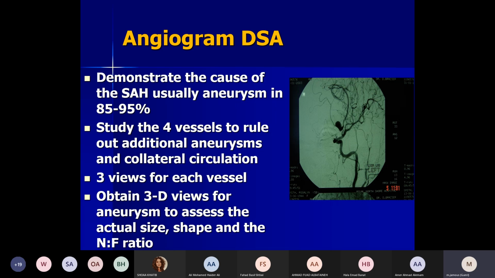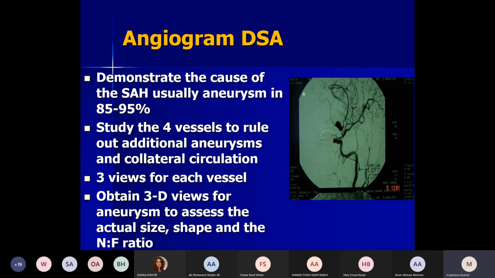Okay. So angio is to demonstrate the cause of subarachnoid hemorrhage. So we need to do angiogram. We do 4 vessel and we study more than one view to identify the cause of subarachnoid hemorrhage.